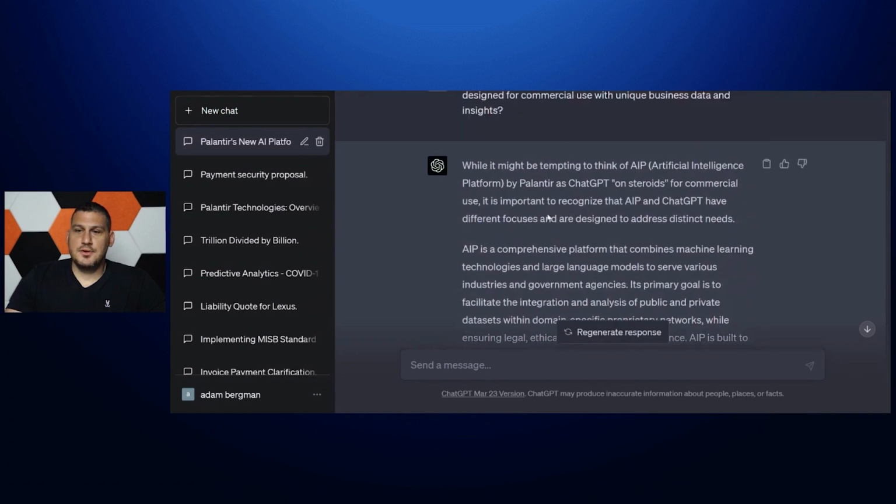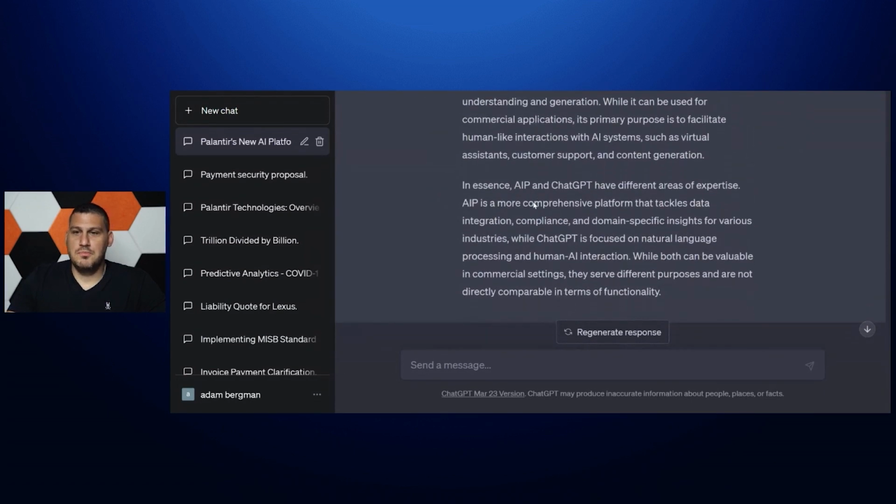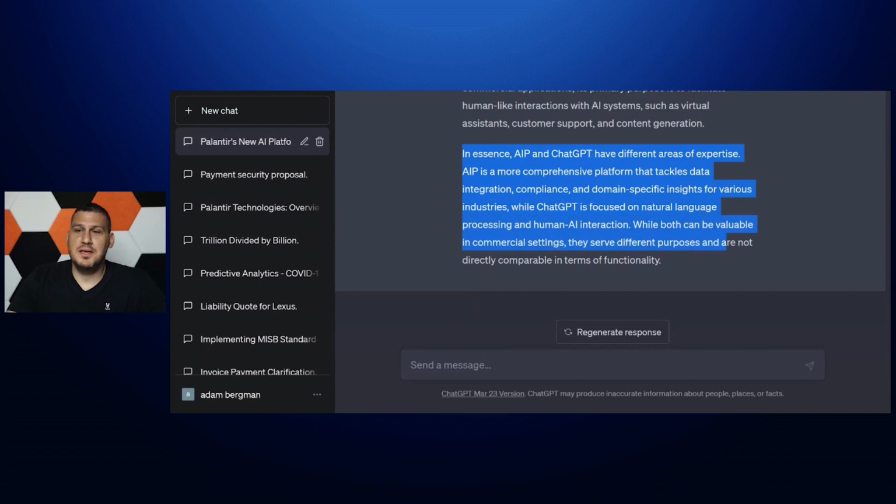So it gave me this entire breakdown over here. But this is the summary. In essence, AIP and ChatGPT have different areas of expertise. AIP is a more comprehensive platform that tackles data integration, compliance, and domain-specific insights for various industries, while ChatGPT is focused on natural language processing and human-AI interaction. While both can be valuable in commercial settings, they serve different purposes and are not directly comparable in terms of functionality. I want to read this line right here. They serve different purposes and are not directly comparable in terms of functionality.